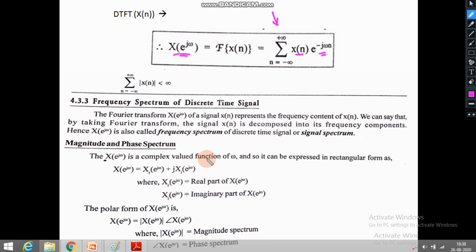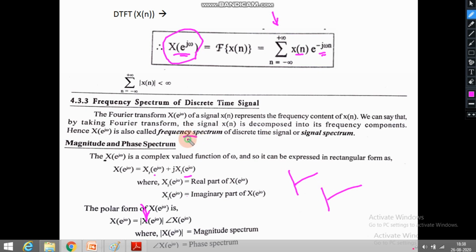So we are getting a frequency spectrum, and we can obtain a magnitude spectrum and phase spectrum from this X of e raised to j omega. That is, X of e raised to j omega can be written as a real part and imaginary part, and from that complex value we will get a magnitude, and if we plot the magnitude with the frequency, we will get a magnitude plot or magnitude spectrum. And if we plot the phase with frequency, we will get a phase plot.